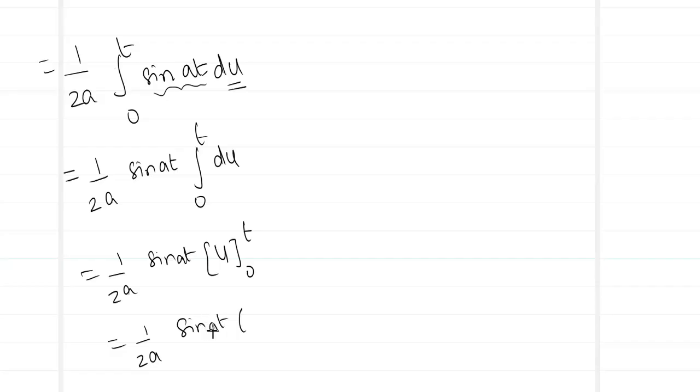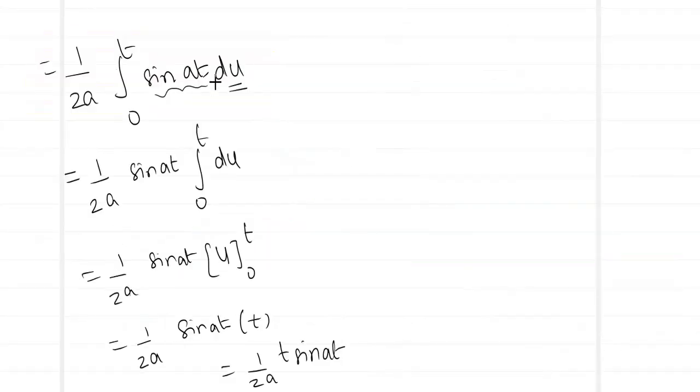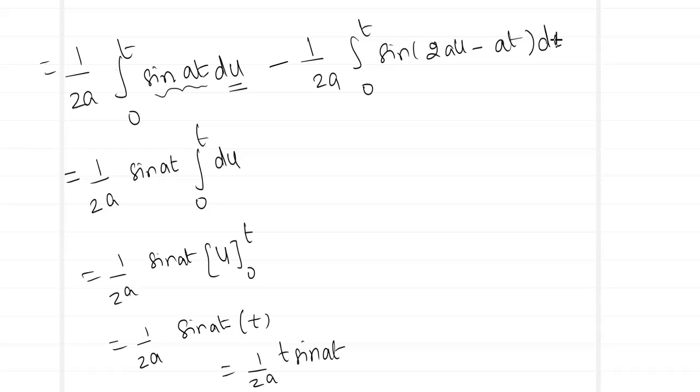But by any chance don't multiply it with this t. So we can just bring it to the front and write it as 1 by 2a t sine at. So this completes the first part. Now moving to the second part. What we have in the second part? Sine 2au minus at into du. So we have minus 1 by 2a integral from 0 to t sine of 2au minus at with respect to du.